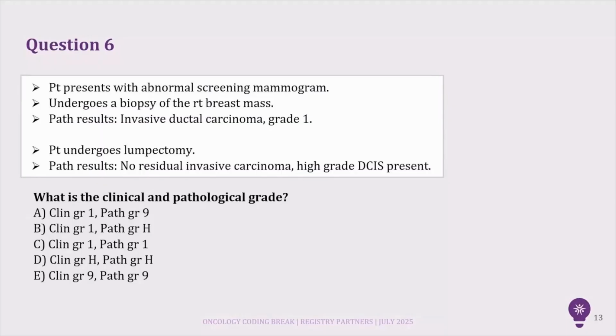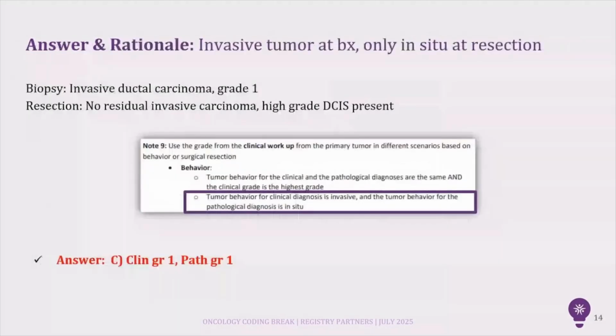So C is correct. So if you go to the general rules, again, we have note 9, use the grade from clinical workup if the tumor behavior for clinical is invasive and the tumor behavior for pathological is in situ. So we're going to ignore the high grade and we're going to code the grade 1 from the invasive from the biopsy in both the clinical and the pathological grade fields.